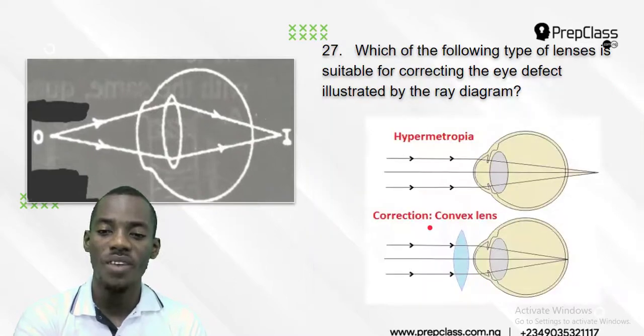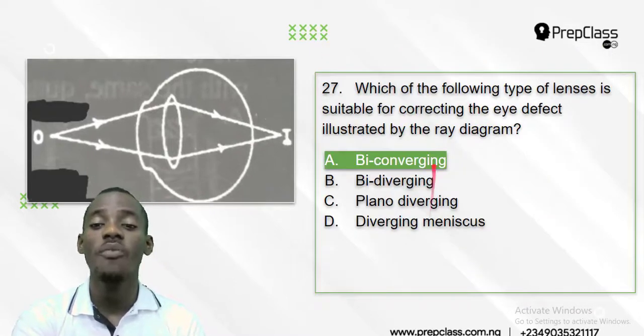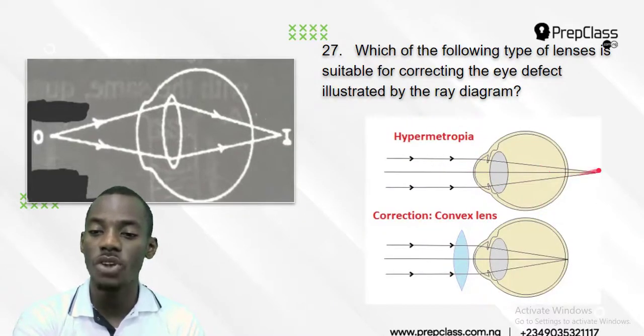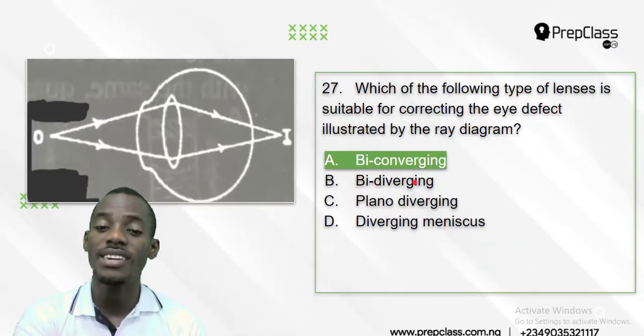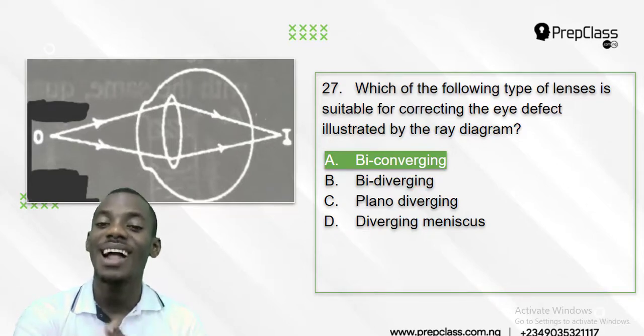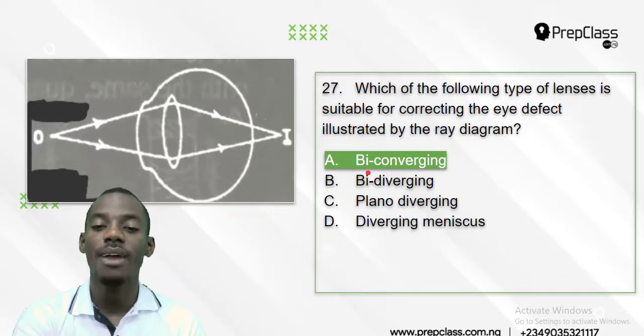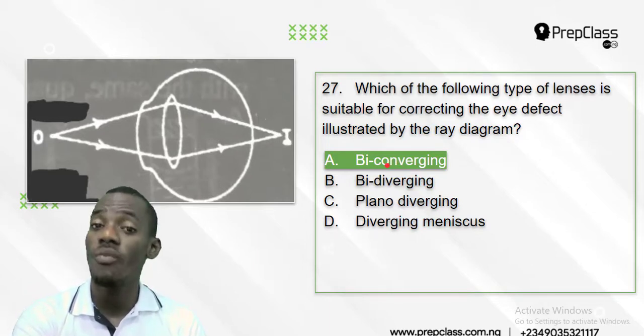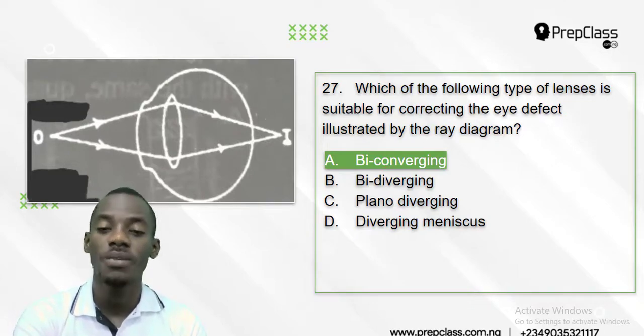They didn't put a convex lens in the options. Another word for convex lens is converging lens, because it converges the image from going to the back. It converges here. So it is a convex lens or a converging lens, not a diverging lens. A diverging lens is a concave lens, but a convex lens is a converging lens. The option is biconverging lens, and that's the answer. I don't know what they mean by biconverging, but it is supposed to be just a converging lens, and that is the answer to question number 27.